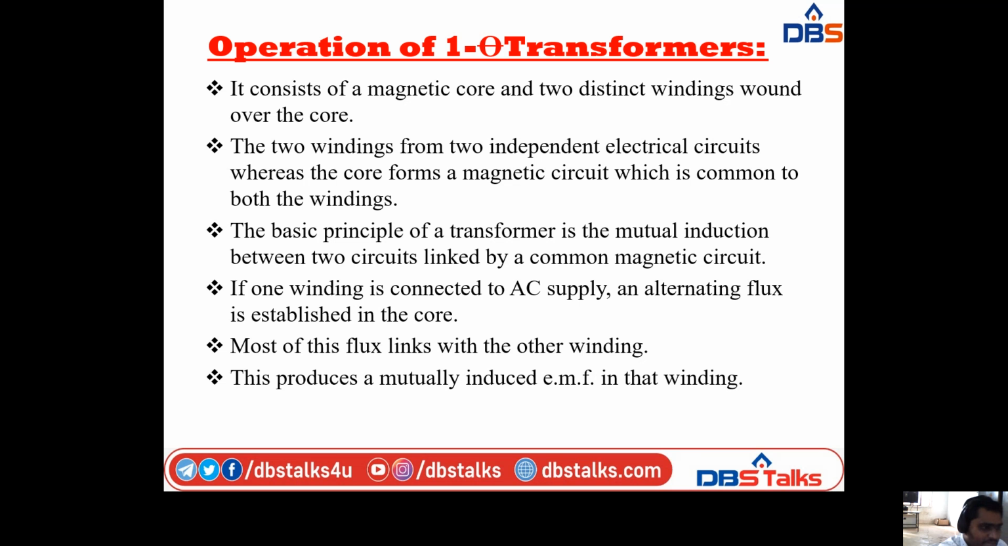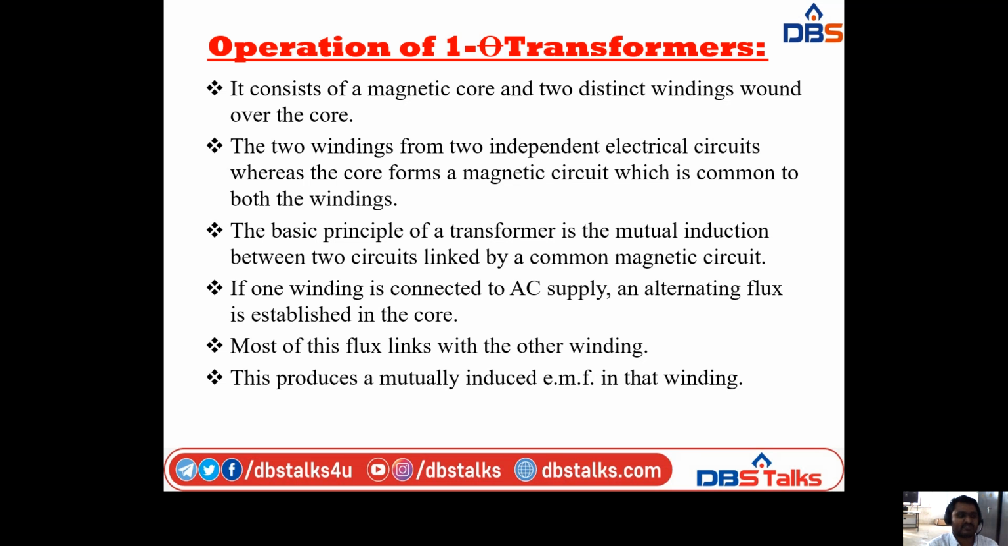As you can see, it consists of a magnetic core, or iron core, and two distinct windings wound over the core, which are the primary and secondary windings. The two windings are two independent electrical circuits, whereas the core forms a magnetic circuit which is common to both the windings.